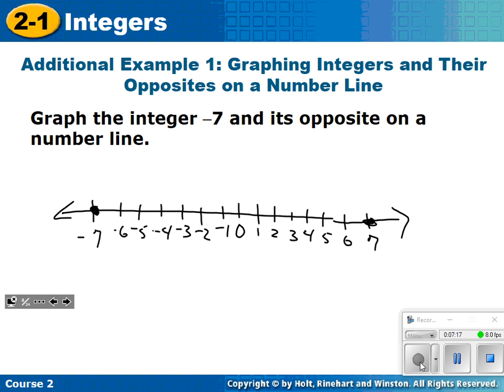Would you rather have -$7 or -$5? -$5, that means you owe $5. Remember? Okay, so we're thinking about the further to the left you go, the less value they have. All right.